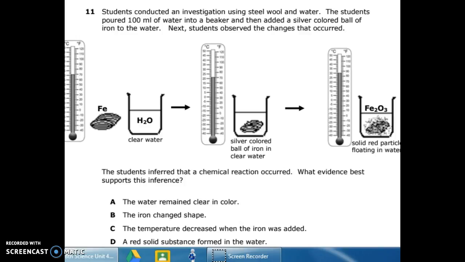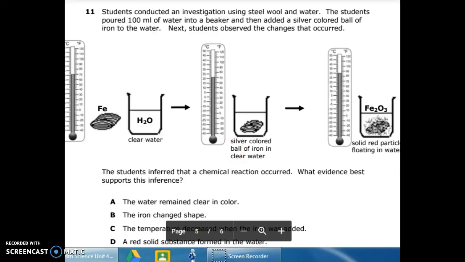So look at the first picture. That is what they started with. The second picture is what they did. They put that steel wool iron into the beaker. Then the last picture is showing you what happened. Look at the thermometer. Look at what happened in the beaker.